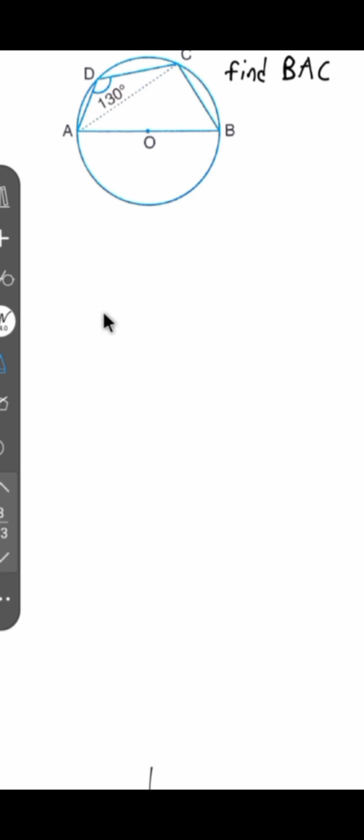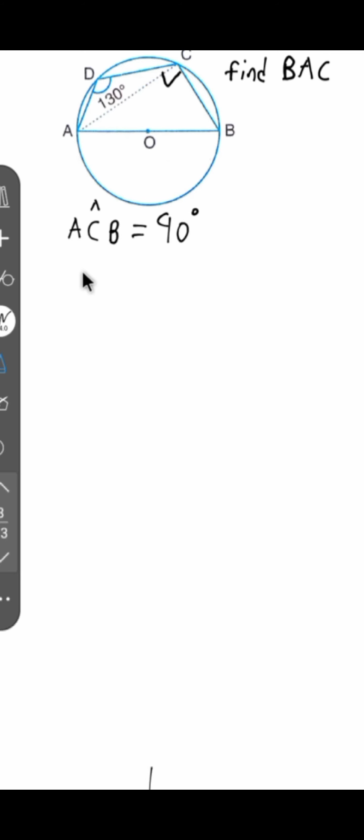Now in this question, if you look at it very well, they say we should find angle BAC. Now if you look at this, AB is passing through the middle of the circle. So therefore, ACB will be 90 degrees. Now we need to get ABC. ACB is 90 degrees. We need to get ABC.